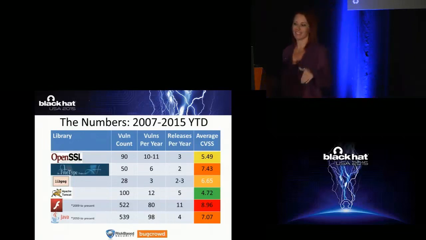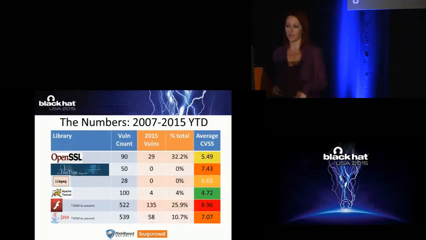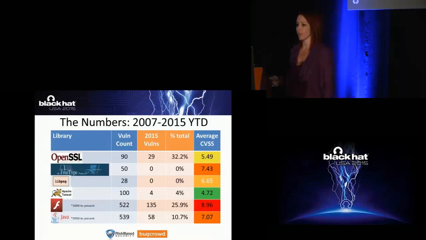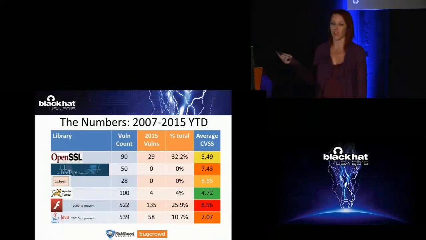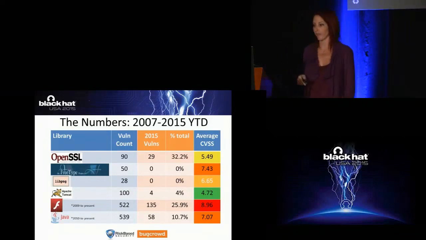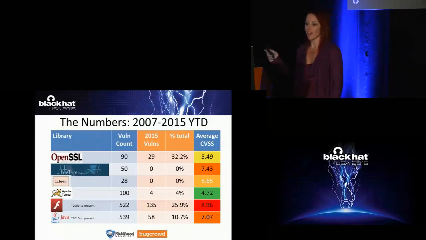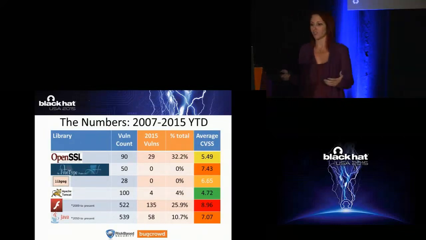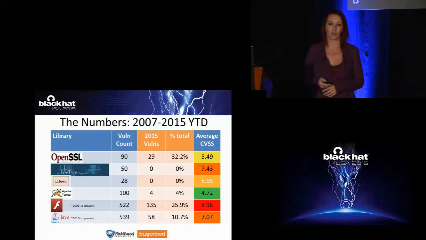But that's 8.5 years worth of data. How bad is it today? Let's overlay 2015, just vuln for vuln. OpenSSL has 29 out of those 90 just in the first 6 months of this year. You drop down to Flash Player, they're having a rough year, 135 in the first 6 months of this year. That's 25% of their total 8.5 year total load of vulnerabilities. Java, 58 so far this year.